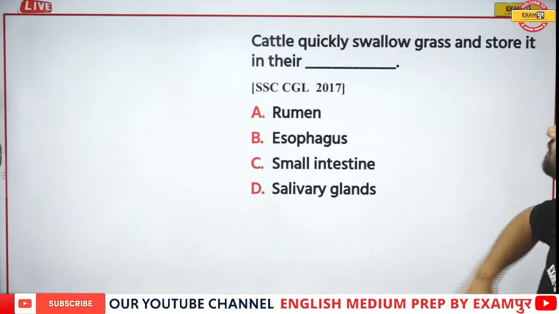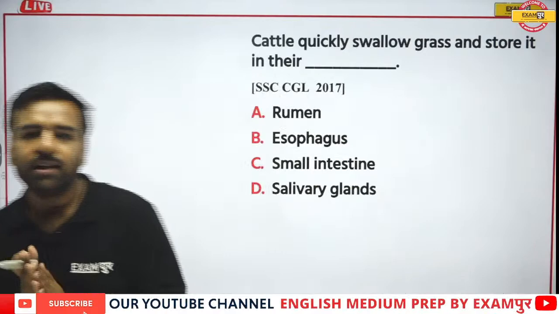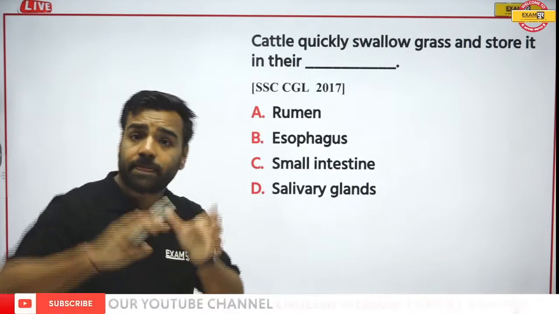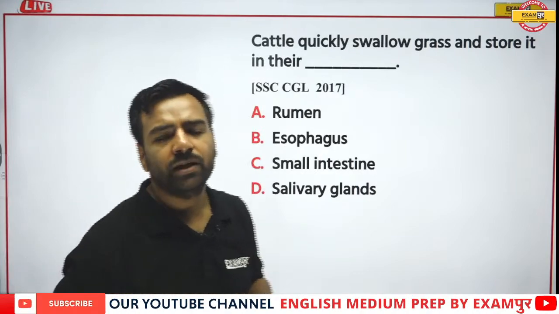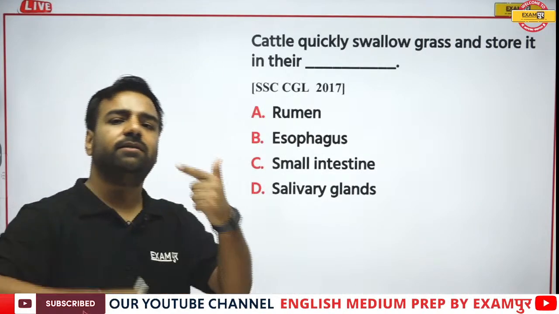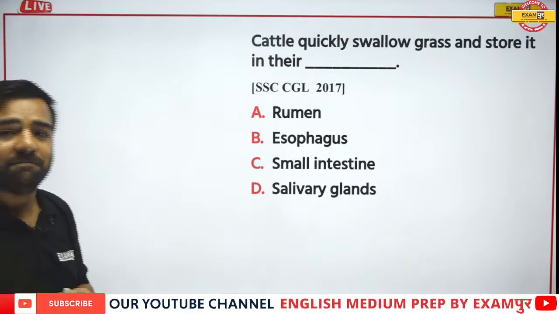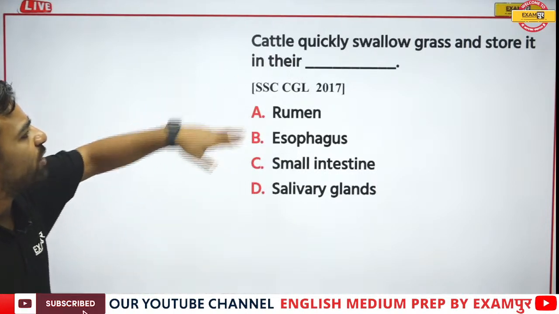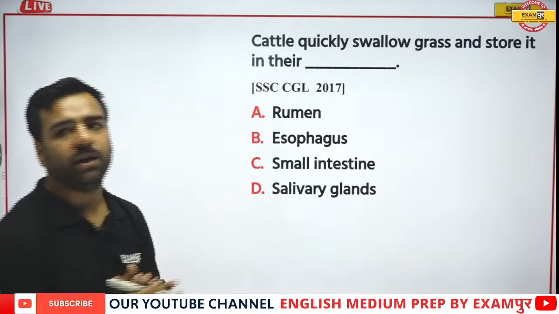The question is, cattle quickly swallow grass and store it in their dash. Now, you can talk about buffalo, you can talk about cow, any of the cattle. Whatever they eat, they keep it in one part, from where they again and again take it and start crushing it. So let's see who gives this answer. Give me the answer super fast. Cattle quickly swallow grass and store it in their dash. Is it esophagus, small intestine, salivary gland, or rumen?